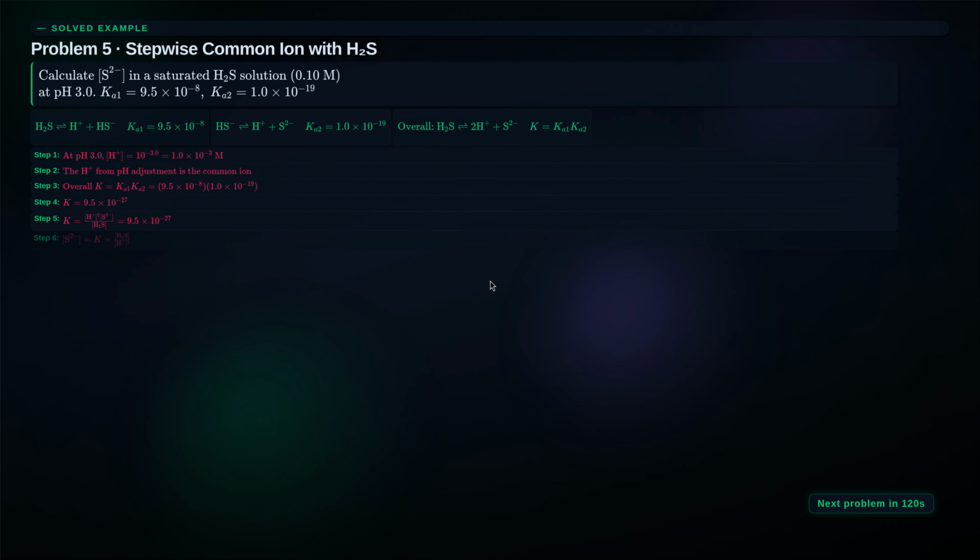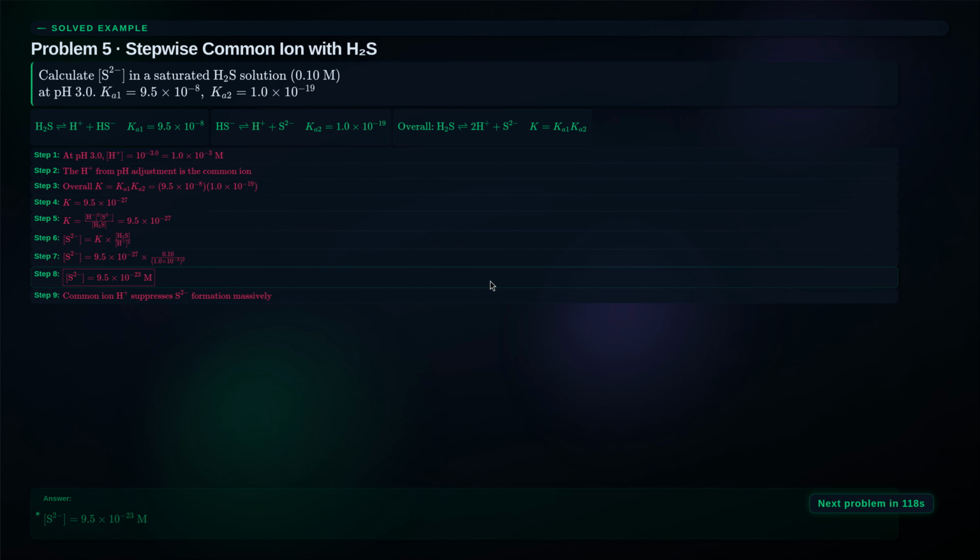Problem 5. Calculate S2- concentration in a saturated 0.10 molar H2S solution at pH 3.0. Ka1 equals 9.5 times 10 to the negative 8. Ka2 equals 1.0 times 10 to the negative 19. Step 1. At pH 3.0, H+ concentration equals 10 to the negative 3.0, which is 1.0 times 10 to the negative 3 molar. The H+ from pH adjustment is the common ion that suppresses S2- formation.